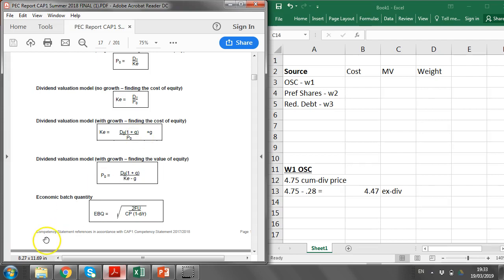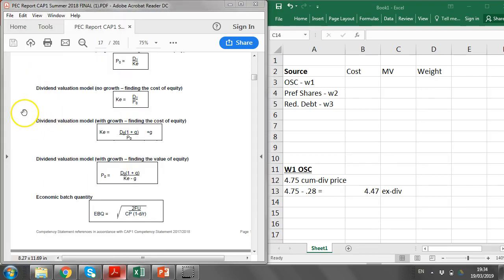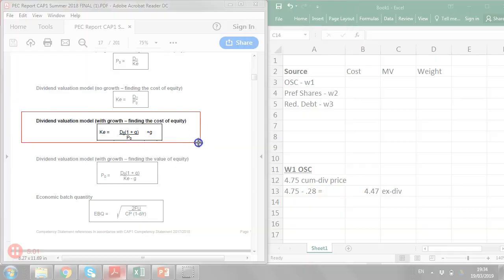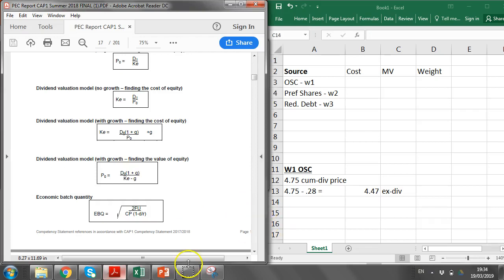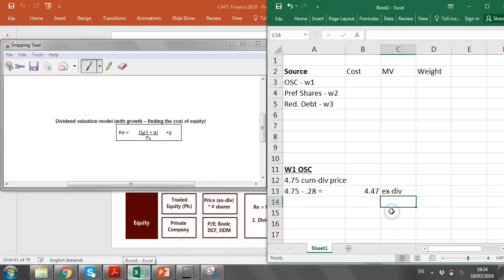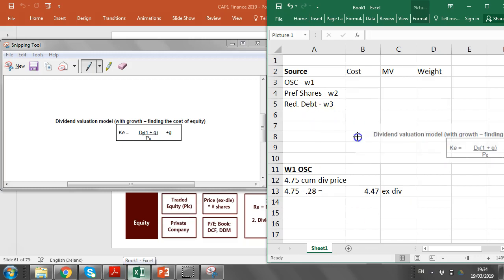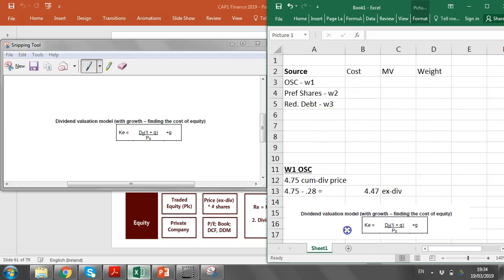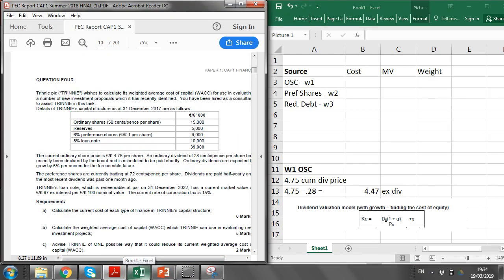So what we might actually do is we'll snip that to have it. And remember, this is in your exam, so make sure you know what's given on the day of the exam, so you don't try and learn off too many things. And we'll slot that in here. So that's our dividend valuation model, we have the formula. And then we'll sub in exactly what we're given in the question.